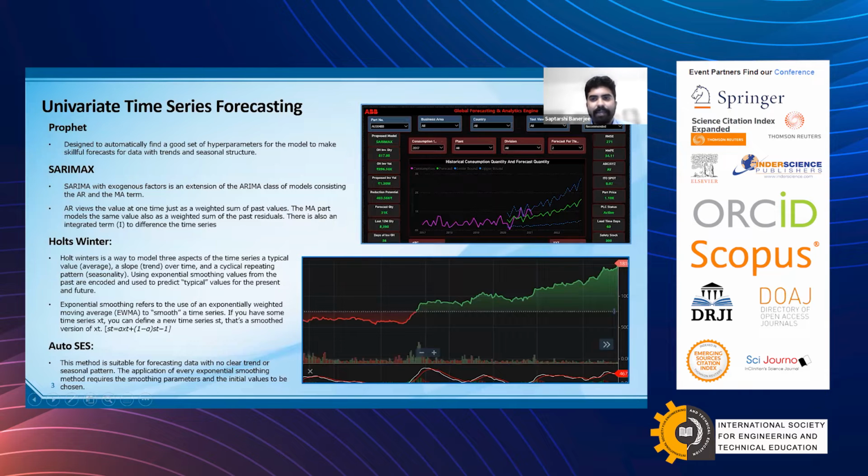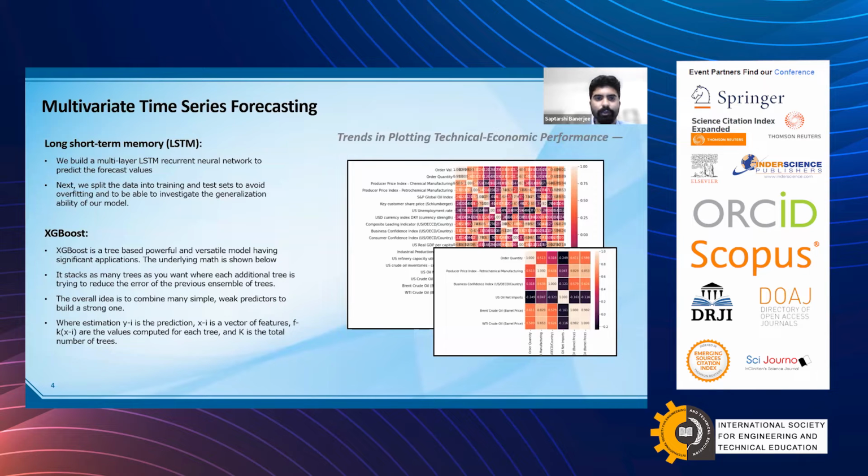In multivariate time series forecasting, we use long short-term memory, which is a type of neural network model, to forecast future values. Then we used XGBoost, which is a powerful, versatile tree-based model having significant applications in many streams. We tried to apply this model to time series forecasting. On the right side, you can see a correlation. I'll come to this. We thought of technologically forecasting for the variables.